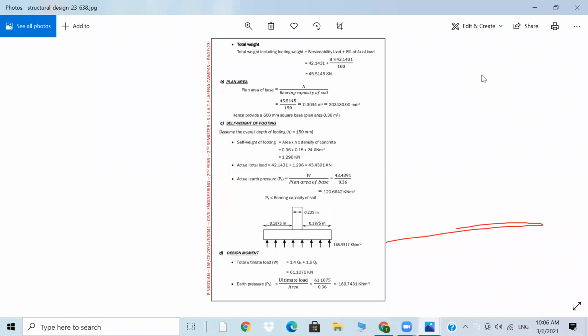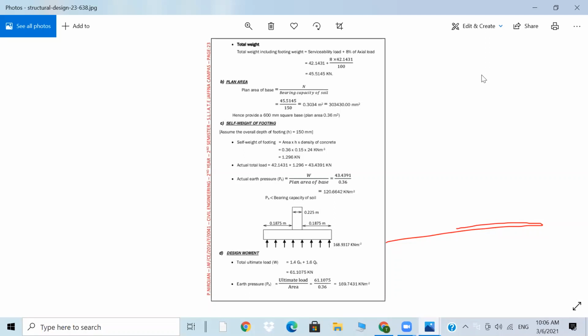The self weight of the footing also can be calculated, 1.1. So the actual load will be 42.1 times 1.2, so W divided by 0.36. That all together will be 120 kilonewtons per meter square. So the bearing capacity is higher than the actual one, so the one check is satisfied. The other one is the design moment.